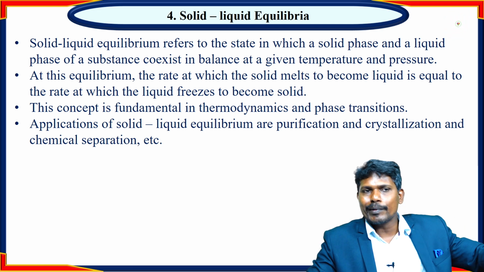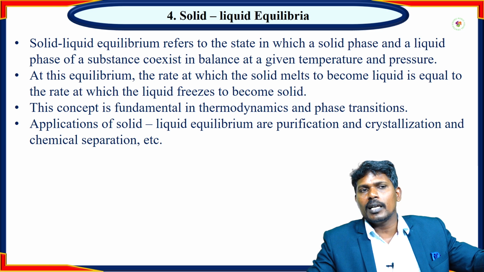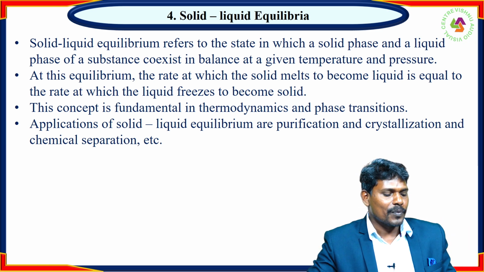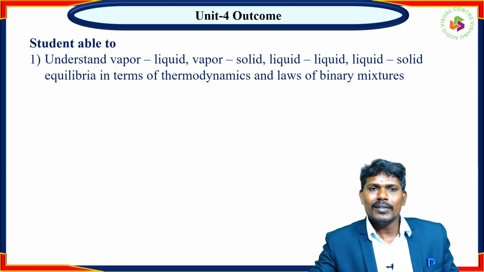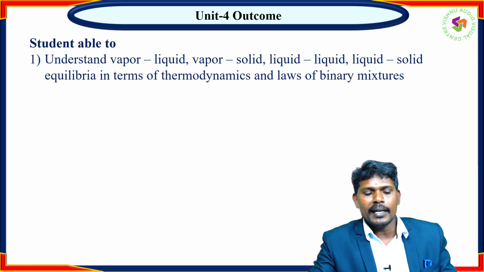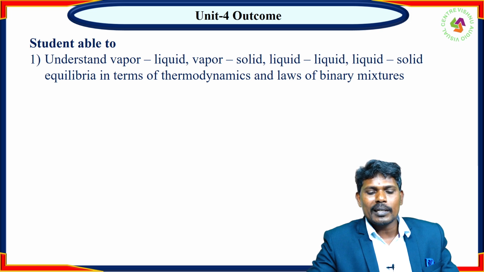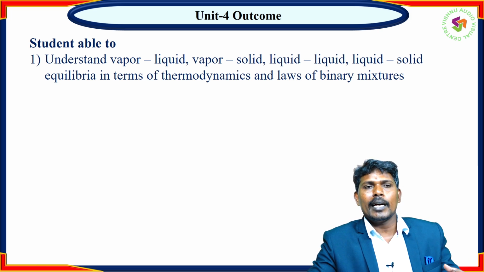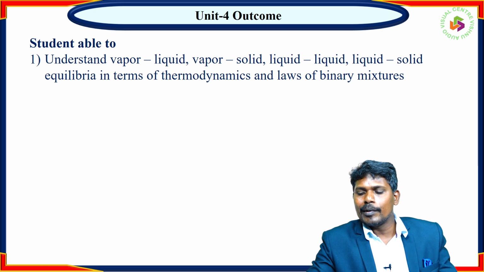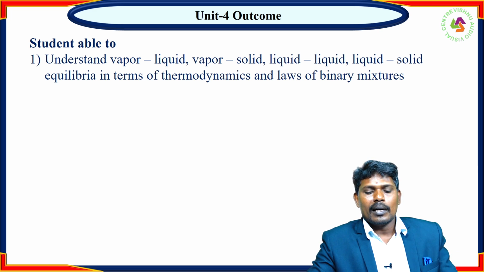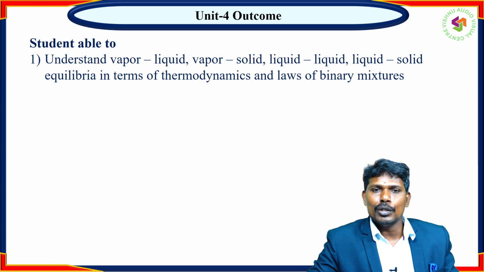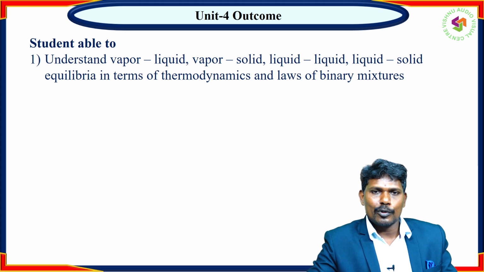So we have seen liquid equilibria phase diagrams, solid vapor equilibria and solid liquid equilibria. With this we completed the unit. The outcome of this unit is that you are able to understand vapor liquid equilibria, vapor solid equilibria, liquid equilibria and liquid solid equilibria from a thermodynamics point of view. So with this we completed unit 4 of thermodynamics.